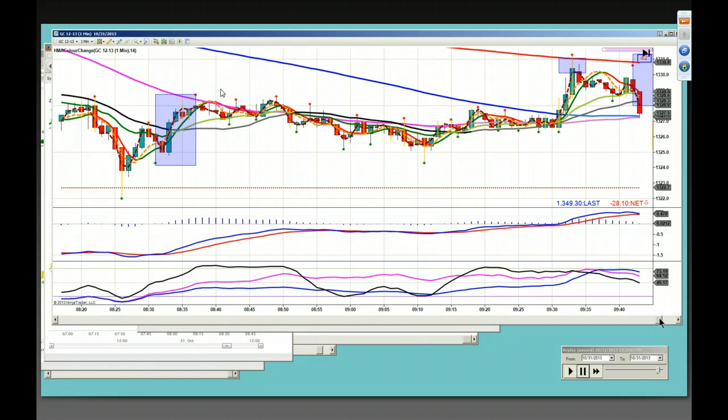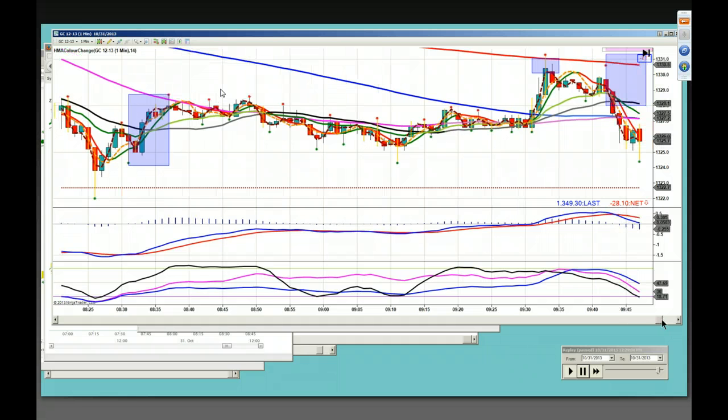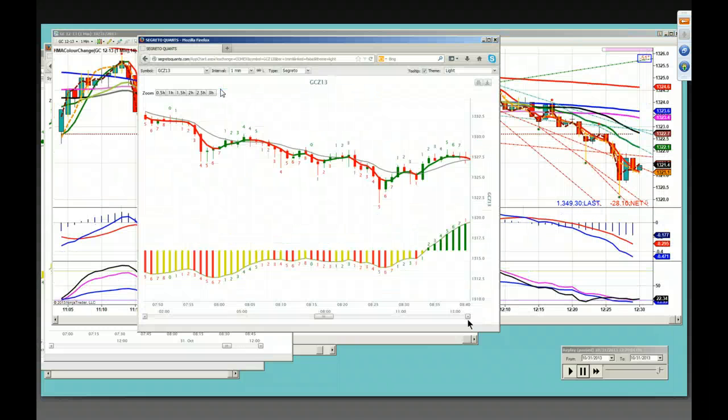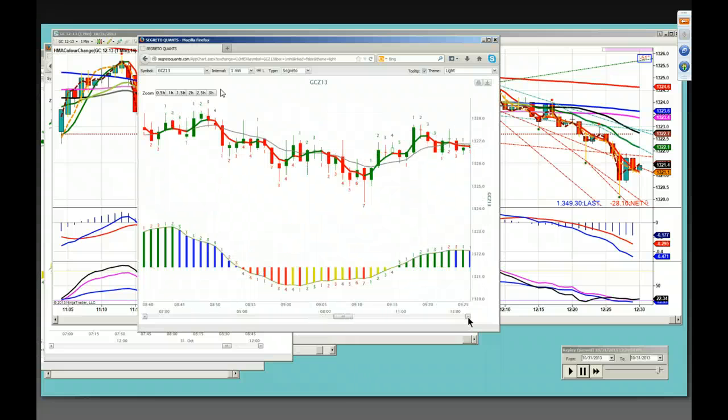But let's do another real-time example so you can really see this clearly. We're going to go here to 12:30, and let's forward our Segredo here to 12:30. Just do this. You can slide it at the bottom here, the scroll bar, just to kind of move it along.